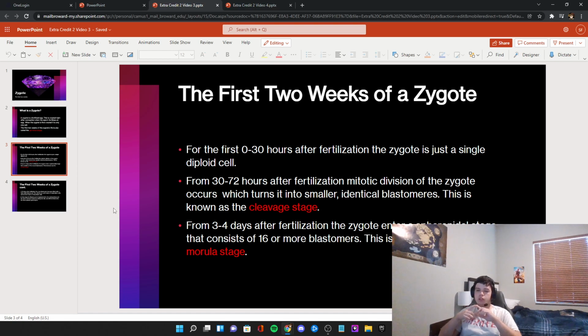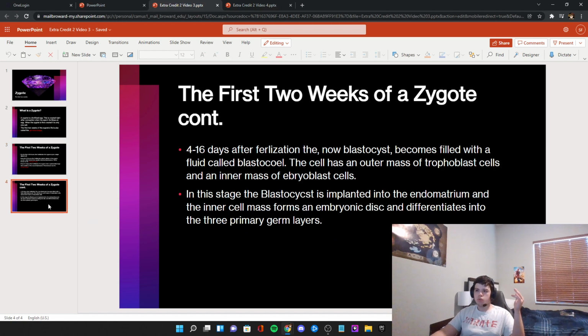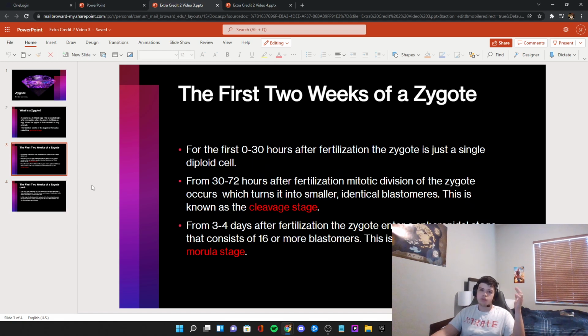This is known as the cleavage stage, a cleavage now instead of a zygote, because in the first 2 weeks it goes from being a zygote to a cleavage to a morula, and then it goes into the trophoblast, right? So, from 3 to 4 days after the fertilization of the cell, the zygote enters a spherical stage that consists of 16 or more blastomeres. This is known as the morula stage of the germinal stage. All right.